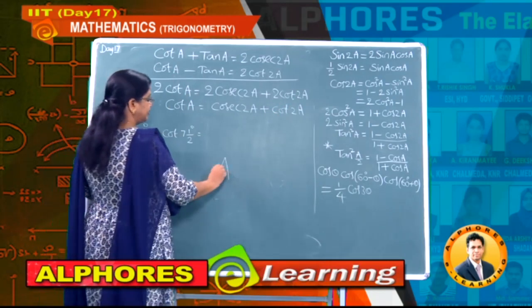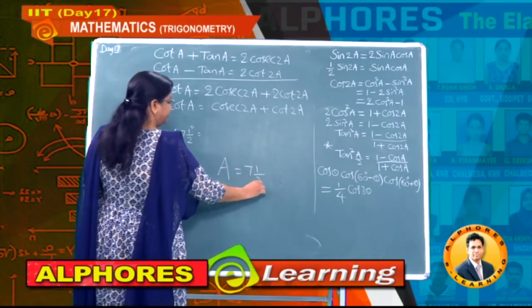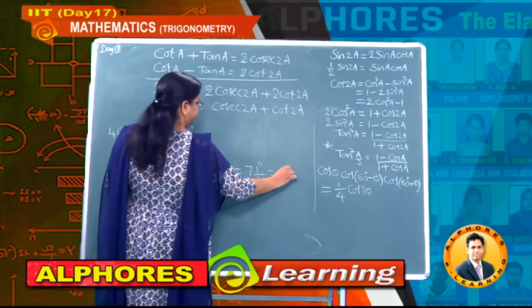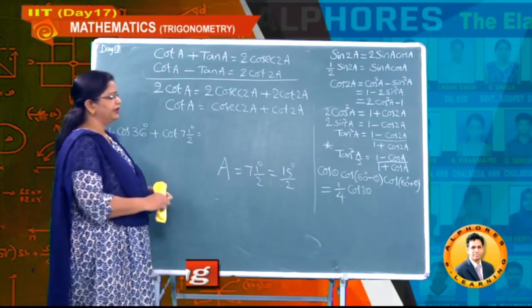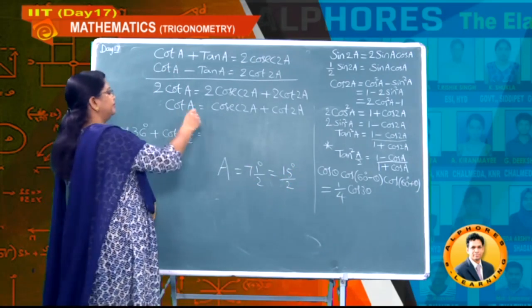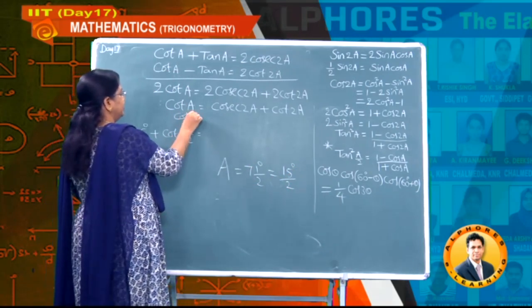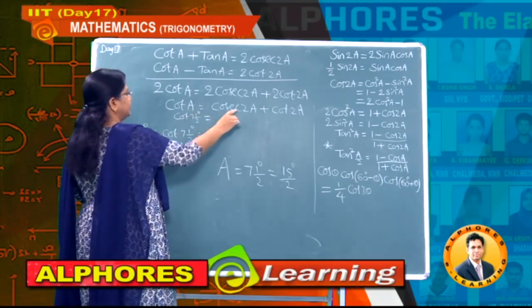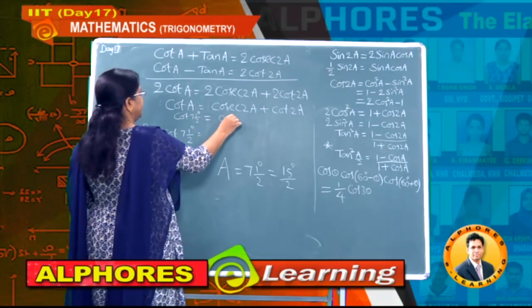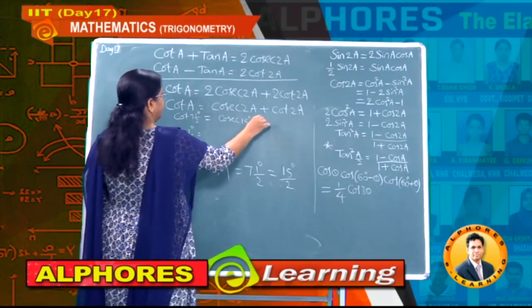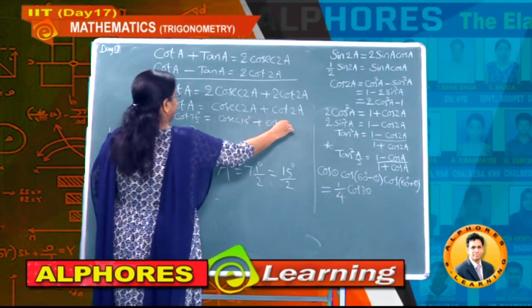When A is 7.5, that is if you take this value 15 divided by 2 degrees, then what about the 2A value? 15 degrees. Hence cot 7.5 degrees you can get, equal to cosecant how much here? 15. This is cosecant 15 degrees and plus cot 15 degrees.